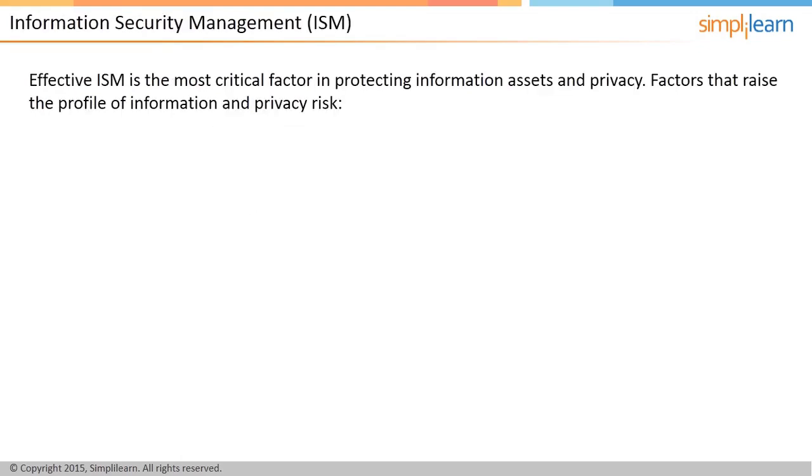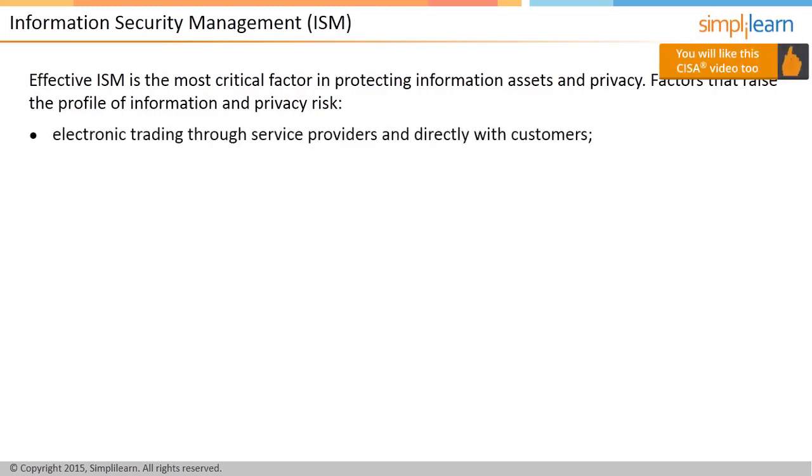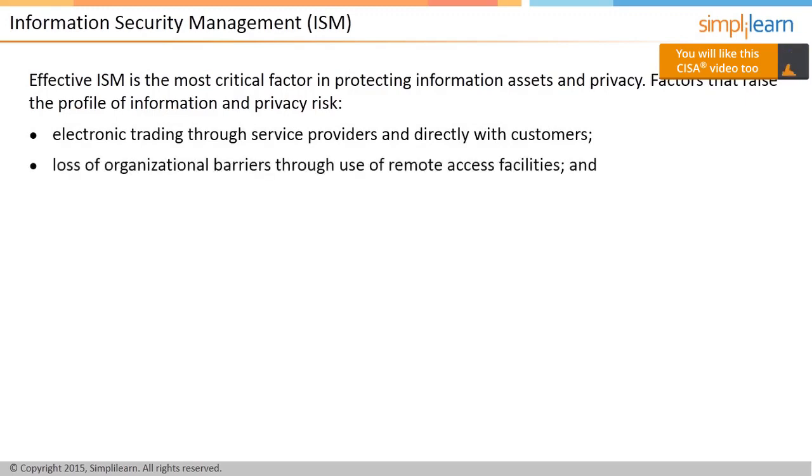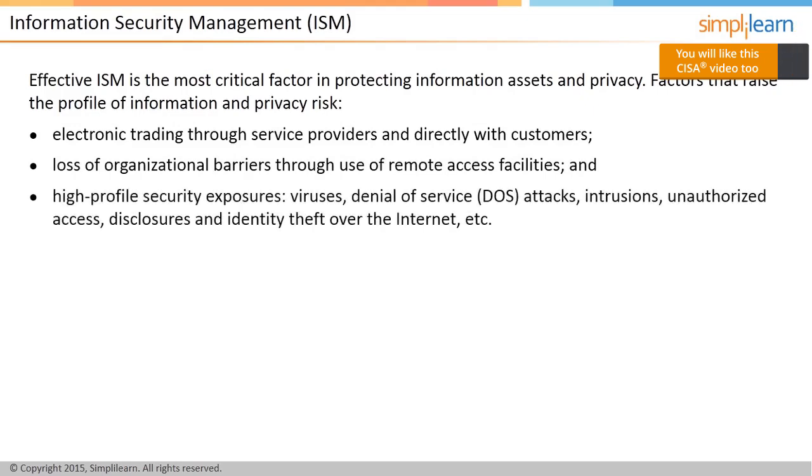Effective ISM is the most critical factor in protecting information assets and privacy. The factors that raise the profile of information and privacy risk include electronic trading through service providers and directly with customers, loss of organizational barriers through use of remote access facilities, and high-profile security exposures: viruses, denial of service, DoS attacks, intrusions, unauthorized access, disclosures, and identity theft over the Internet, etc. Let us continue discussing Information Security Management, ISM, in the next screen.